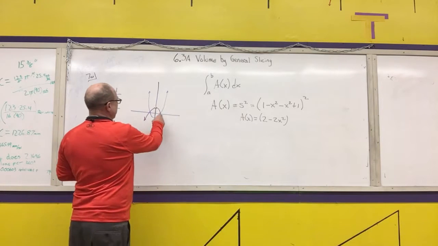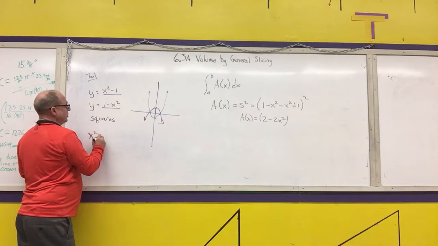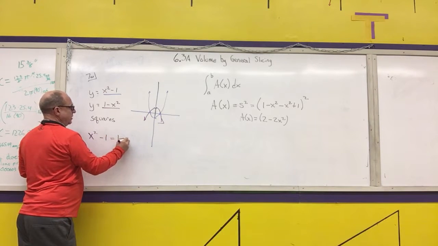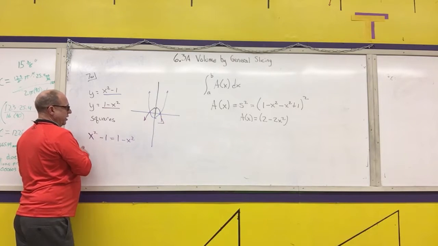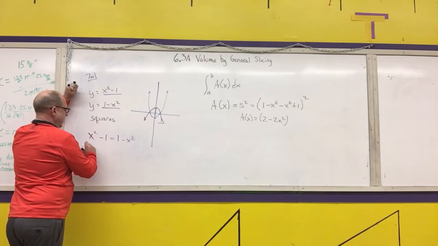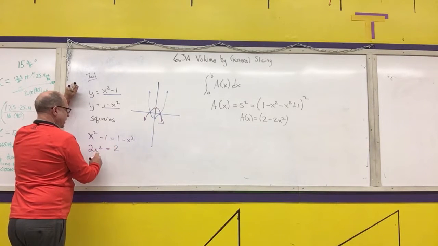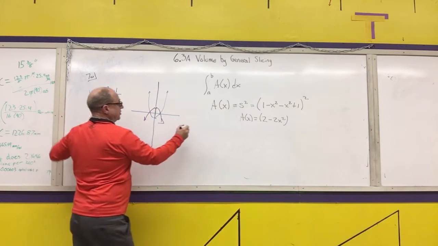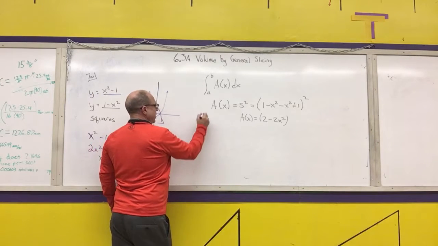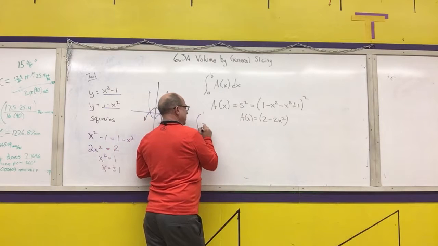Well, I need to know where these two intersect. They intersect when they are equal to each other. x squared minus 1 equals 1 minus x squared. Move this over here, and I get 2x squared. Move that over there, equals 2. Divide by 2, I get x squared equals 1. x equals plus or minus 1. So my bounds of integration are from -1 to 1 of my area function.